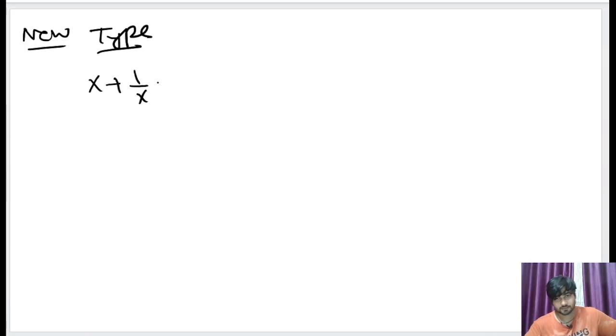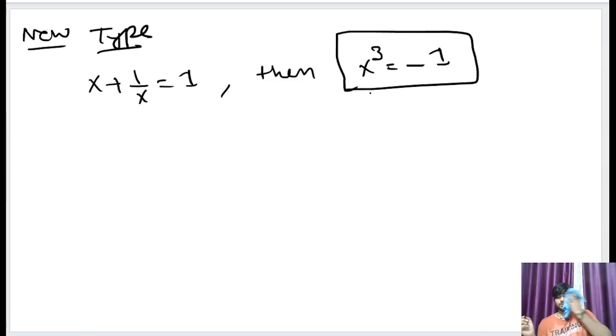Now, let me explain you one more type, a new type. So in this new type, if x plus 1 upon x is given as 1, then in that case x cube will always be minus 1. You should remember this. If this is the case, then x cube is equals to minus 1 always.